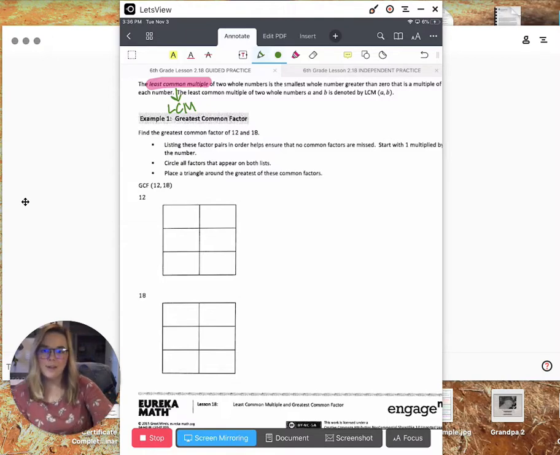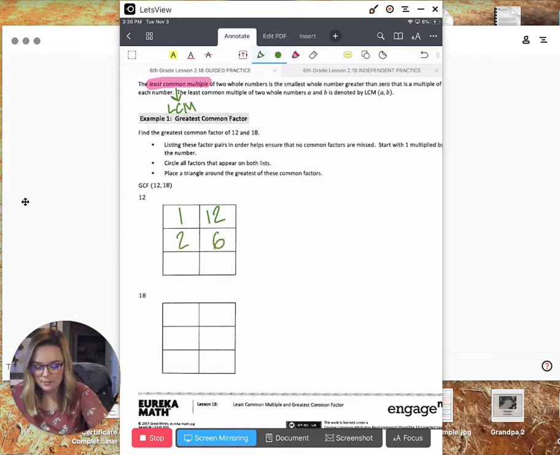If we write out the factor pairs for 12, we have 1 and 12, because 1 times 12 gives us 12. And 2 and 6, because 2 times 6 gives us 12. And 3 and 4, because 3 times 4 gives us 12. So those are all the factors of 12. We have 1, 2, 3, 4, 6, and 12.